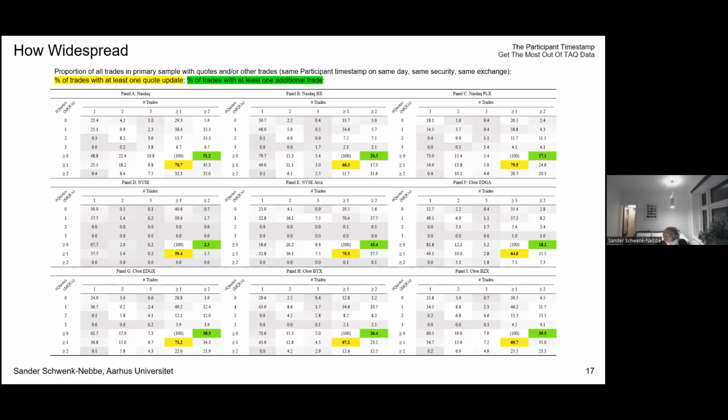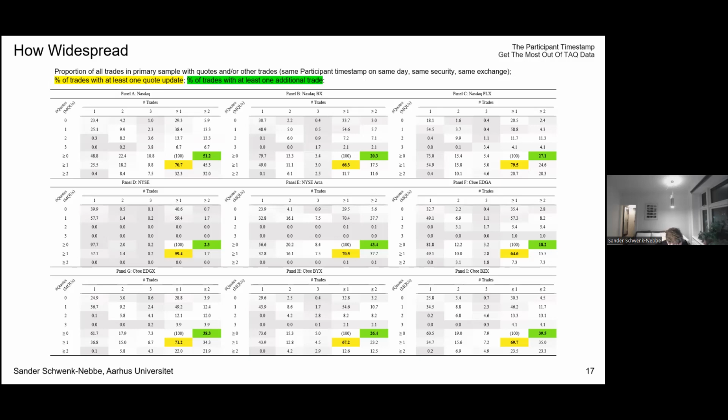Those numbers very quickly tell us how often this actually happens, so how frequent this is in TAQ. The simple answer is very, very often. Across all exchanges, more than half of all trades have at least one concurrent quote update, that is, a quote update with the same participant timestamp in the same security and exchange.